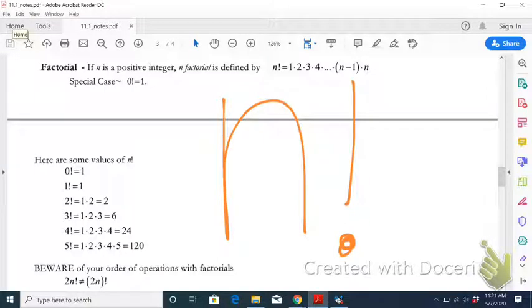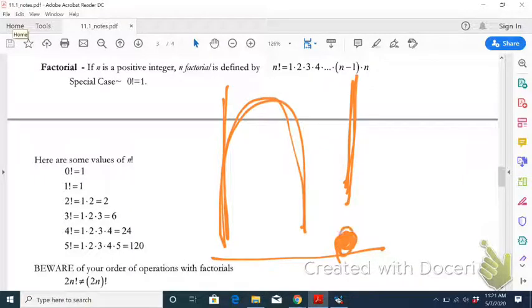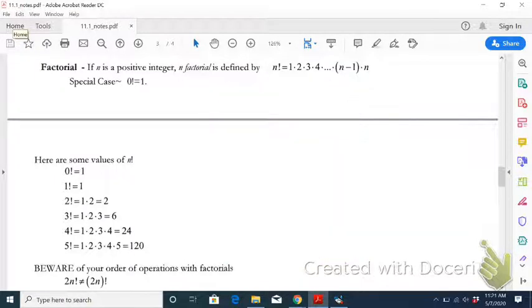n. That's what that does not mean, okay? When you see an exclamation point next to a number or a variable, it does not mean you say it excitedly, okay? This right here, this exclamation point, is the factorial. It means factorial. All right, what is factorial?